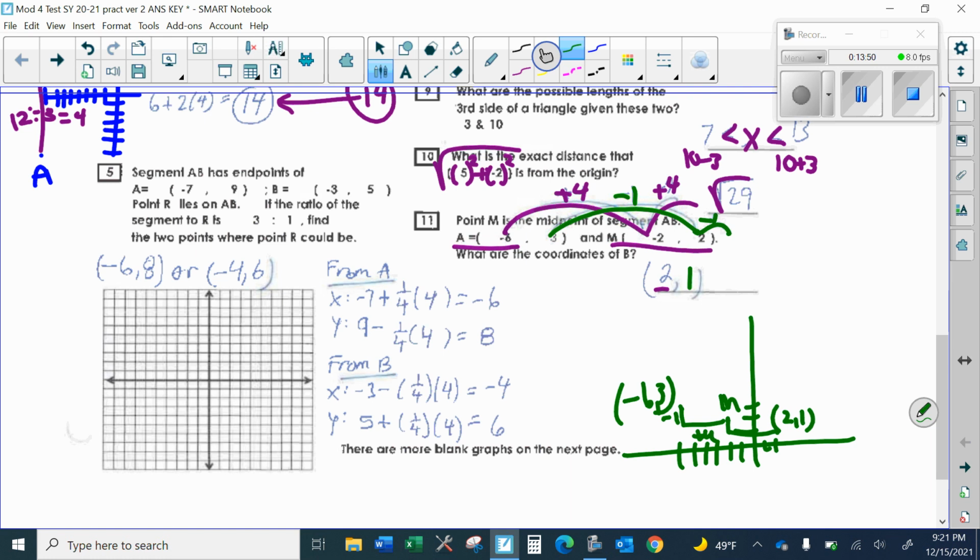All right, number 5. We're given A and B, the endpoints again. R lies somewhere along there. This time, though, they're telling me the segment ratio is 3 to 1, but it says find the 2 points where R could be. So it's not telling me which way 3 to 1 is. It could be 3 to 1 from A or 3 to 1 from B.